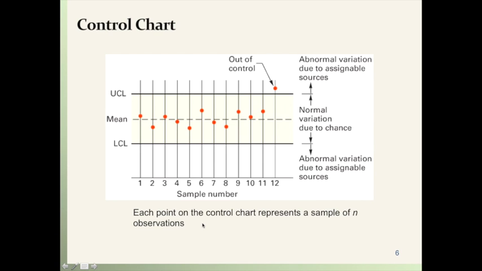So each point in this chart represents a sample of n observations. It might be a sample of 1 observation. It may be a sample of 100 observations, depending on how you're controlling it. You might sample everything, or you may do lot sampling, and we'll talk more about that later on.